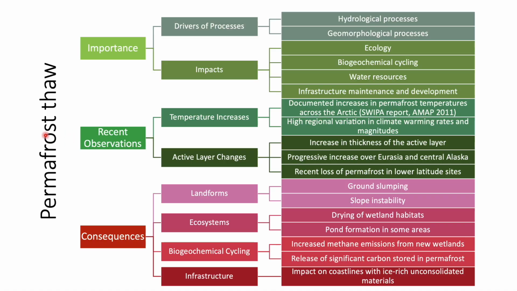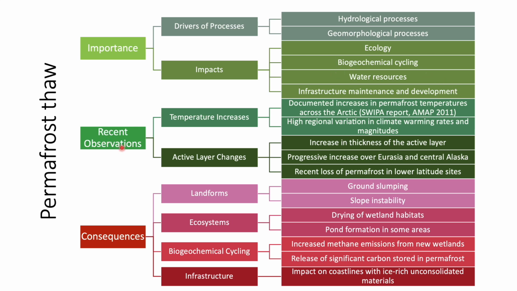Let us look at the various issues related to permafrost thaw. It is an important process. Why? The hydrological and geomorphological processes are affected because of the permafrost thaw. And how do they impact? Basically, they impact the ecology, biogeochemical cycling, water resources, infrastructure maintenance and development. All these things are impacted.